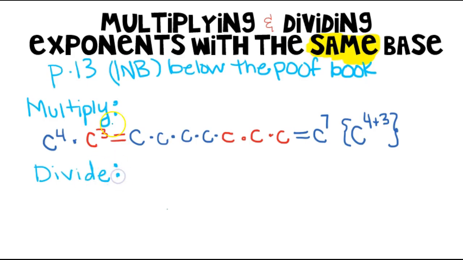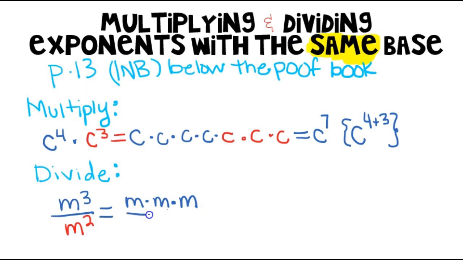To divide, let's go through another example. Say we take m to the third power, and we want to divide that by m to the second power. So the same thing here, I'm going to expand this notation. M to the third power is m times m times m. We're going to take that all over m to the second power. If we expand this, this is m times m.